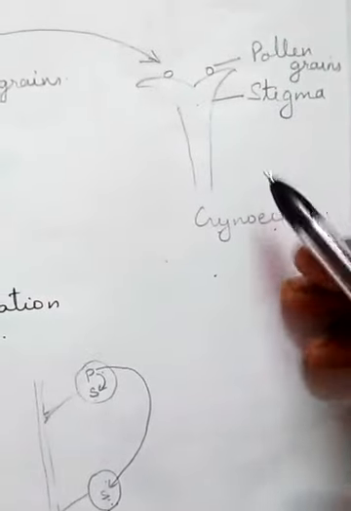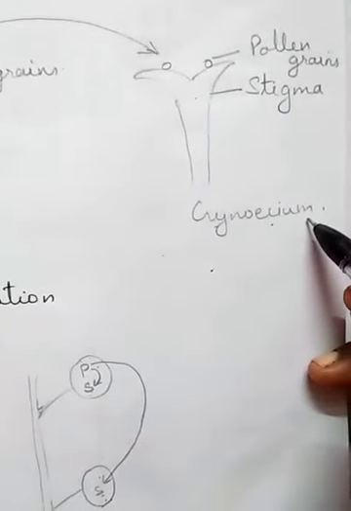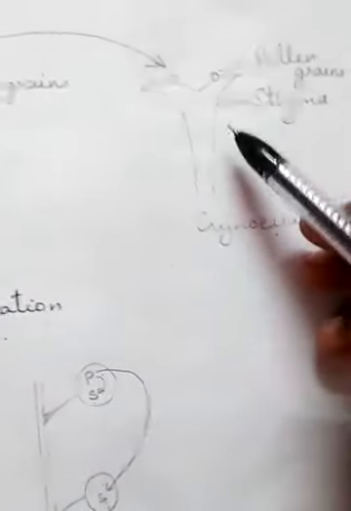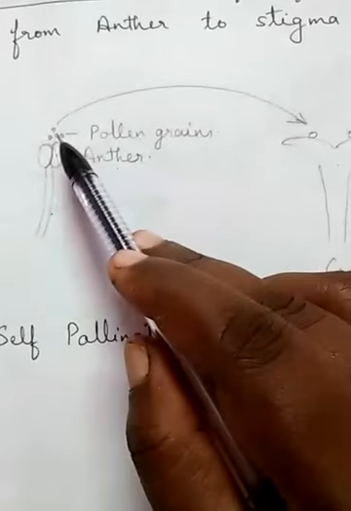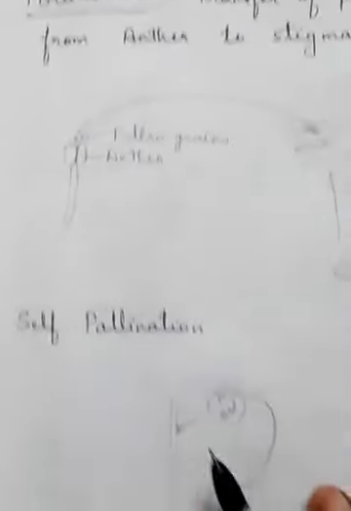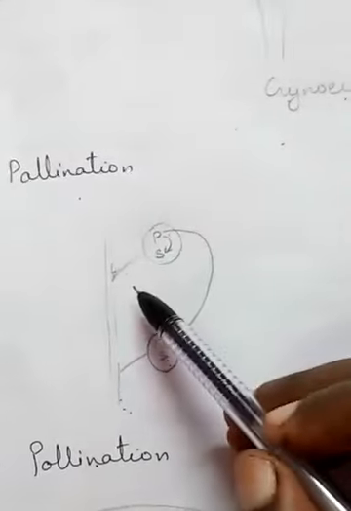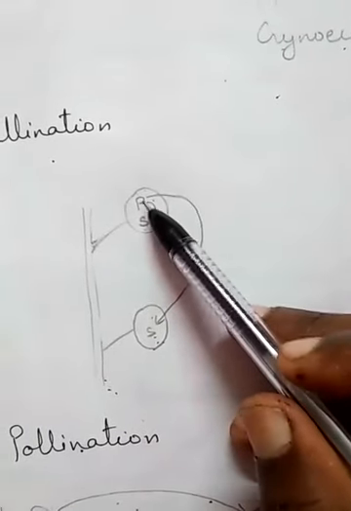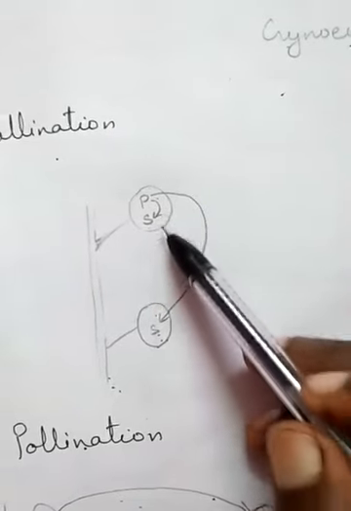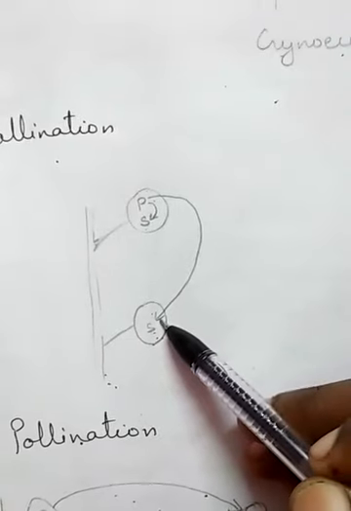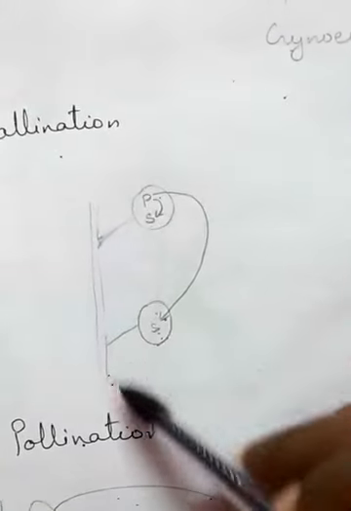As we know, the female reproductive part of the flower is called the gynoecium. It has three parts: stigma, style and the ovary at the base. This transfer of pollen grain from anther to the stigma is called pollination. Now, the transfer of pollen grain is possible in two ways. The pollen grain can be transferred from anther to the stigma within a flower, or from one flower to the stigma of another flower but in the same plant. Then we call it self-pollination.